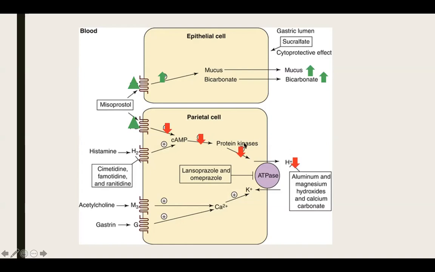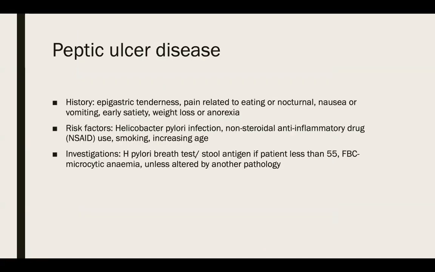What other situations is misoprostol used? What's it used for mostly? Yeah, so it can be used in labor, or it can be used in abortion as the second medication you give. Okay. So let's quickly talk about peptic ulcer disease itself.